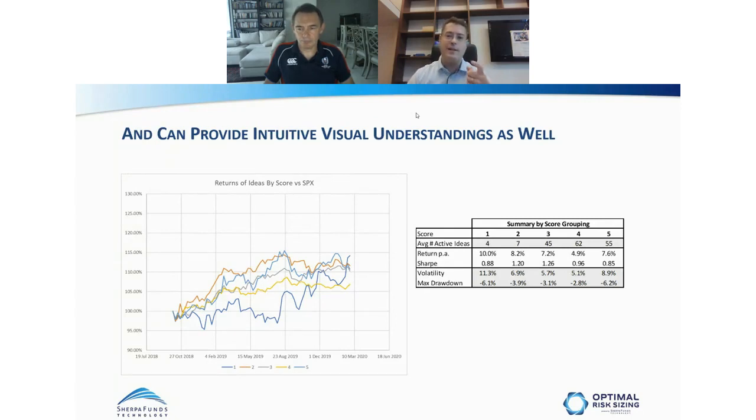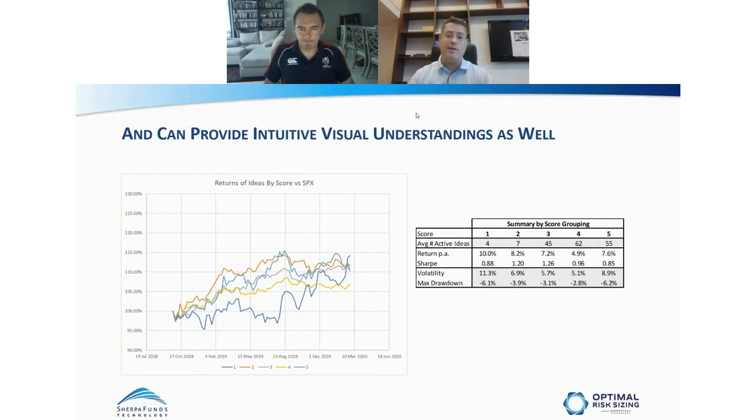If we take these ideas grouped by score, we can see, for instance, that the score 1 assets in this case have much higher risk, much greater volatility than any of the other assets. So while the score 1 assets in this particular sample had the highest returns, they actually were the riskiest ideas.